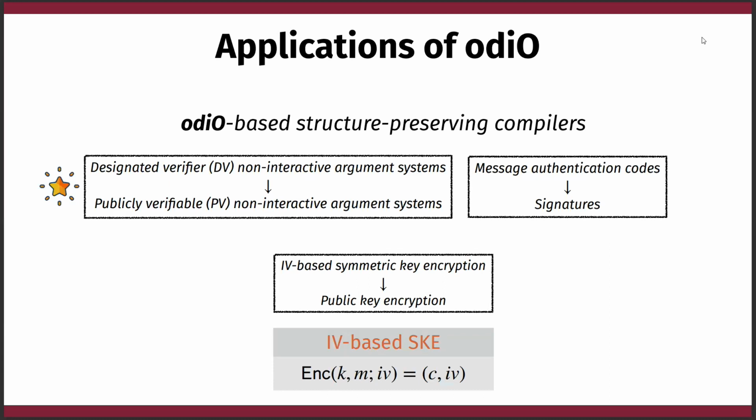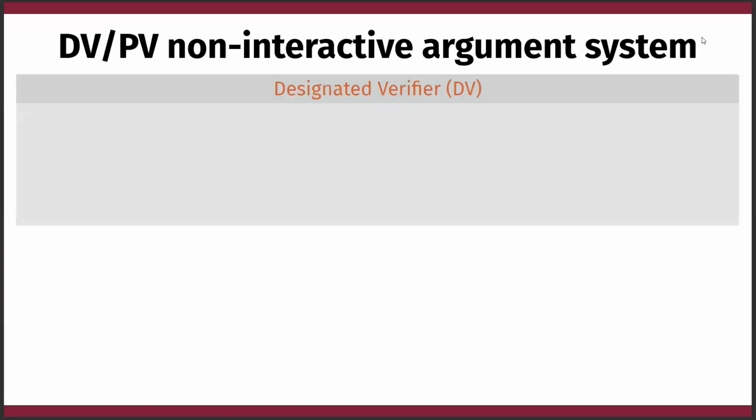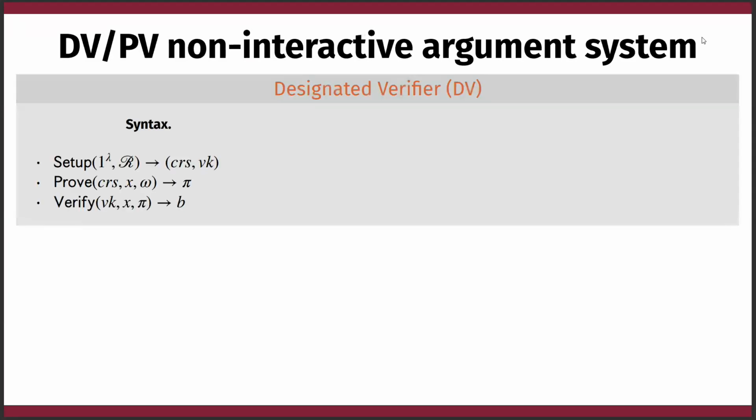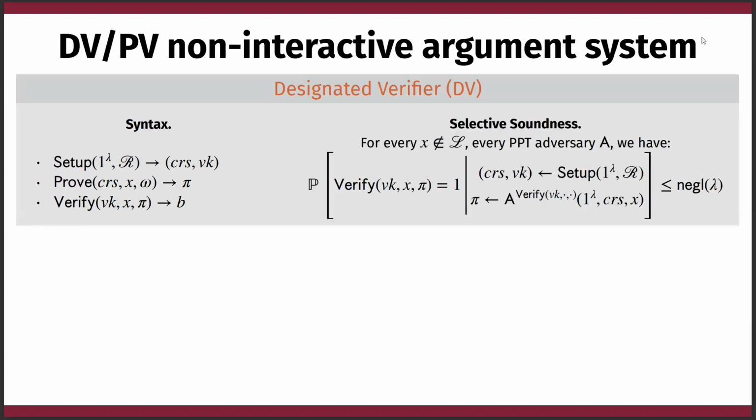So to give you a high-level overview of how to use this assumption, let's see the first one. So we want to go from designated verifier to publicly verifiable. In designated verifier, we have a setup that outputs the CRS and the verification key. The proof algorithm takes the CRS, the statement, and the witness and produces a proof. And the verification algorithm takes the verification key, the statement, and the proof, and outputs a decision bit. We care about selective soundness. So for every x that is not in the language, it's going to be hard for an adversary to produce a proof that verifies. And we need to note here that the verification key is kept secret, and the adversary has only oracle access to the verification algorithm.